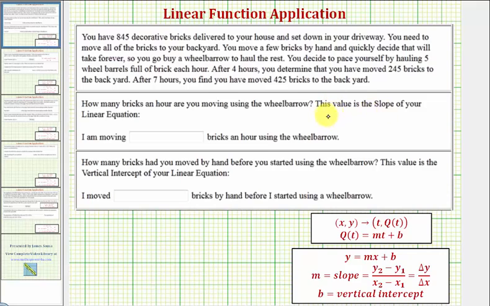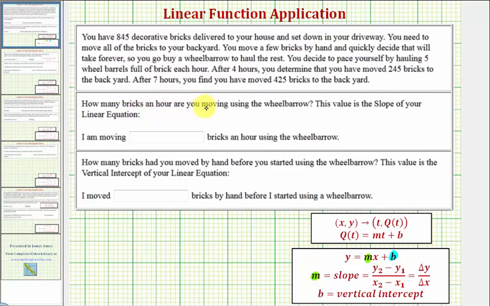And this value is actually the slope of our linear equation, where if we have a linear equation in slope-intercept form, it fits the form y equals mx plus b, where m is the slope, which is the constant rate of change, or in this case, the number of bricks moved per hour. B is the vertical intercept, or the value when the initial input, or in this case x, is equal to 0.